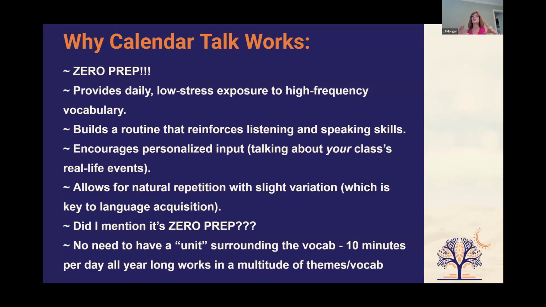And I can draw pictures and I can do it in a simple, comprehensible, acting out way, and I don't have to use a lot of English.